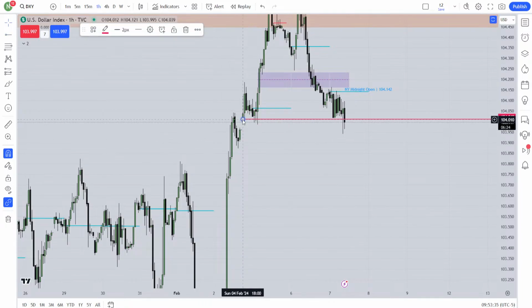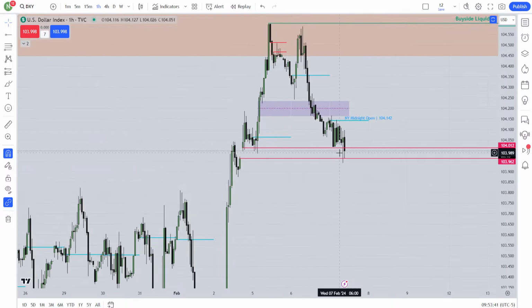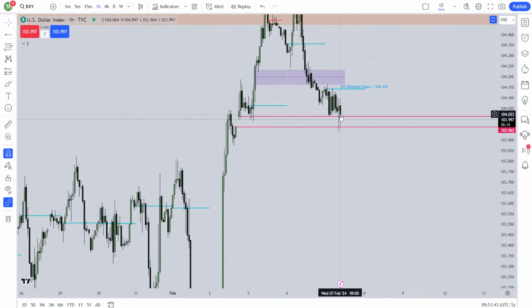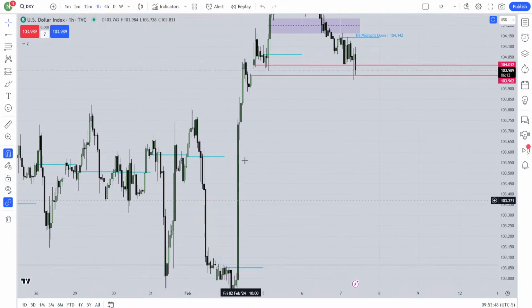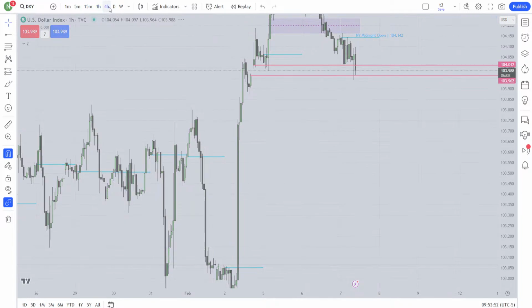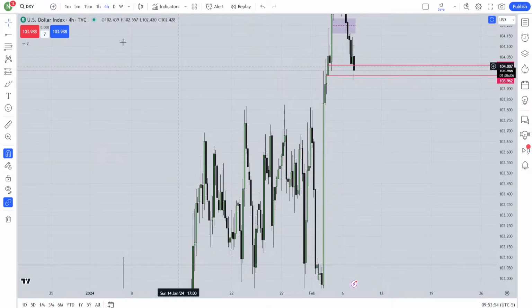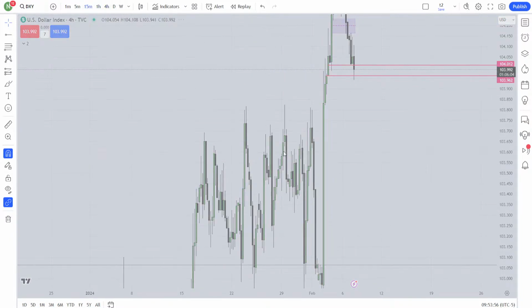If you were not with me yesterday, then you maybe missed this plan. So this imbalance was my target. Price came here. If this volume imbalance failed to hold the price, this fair value gap is my target. Okay, now it's a huge fair value gap. In that case, maybe I will go to the 4-hour chart. It's more than huge. And the 15-minute chart.